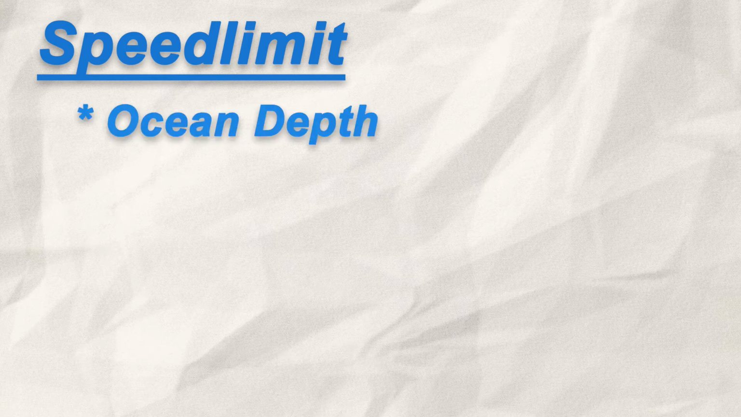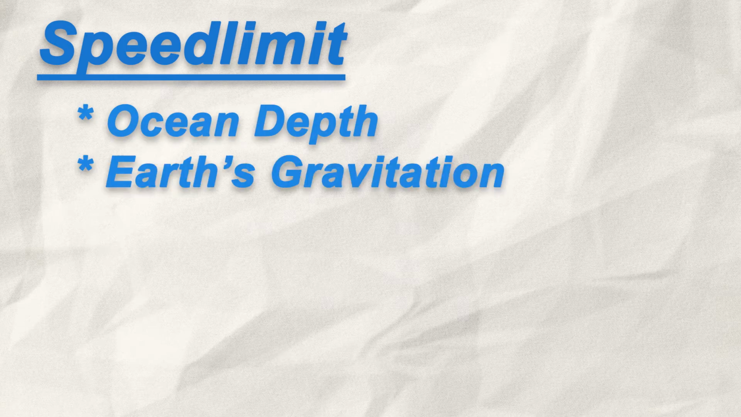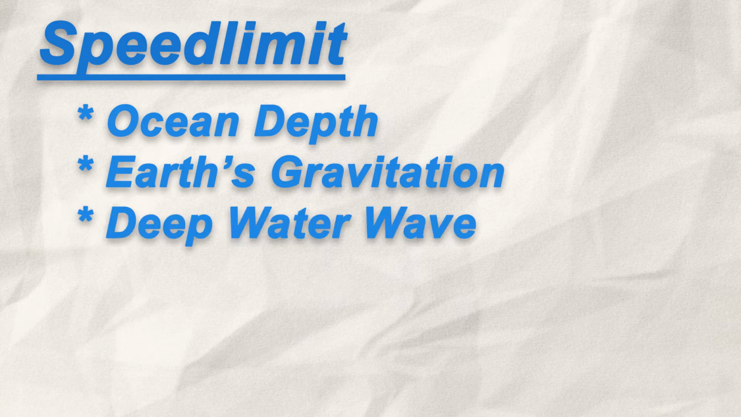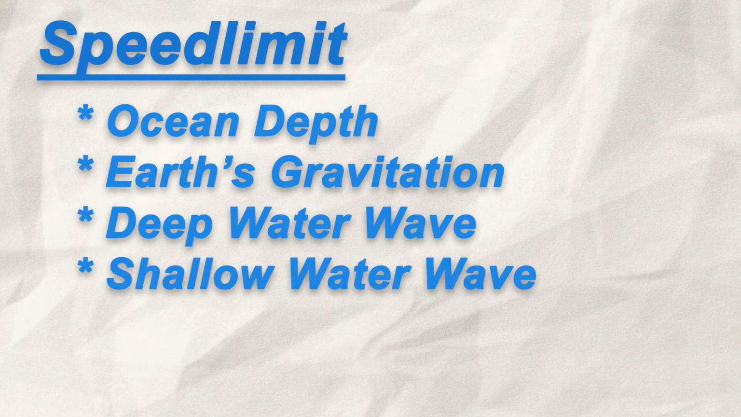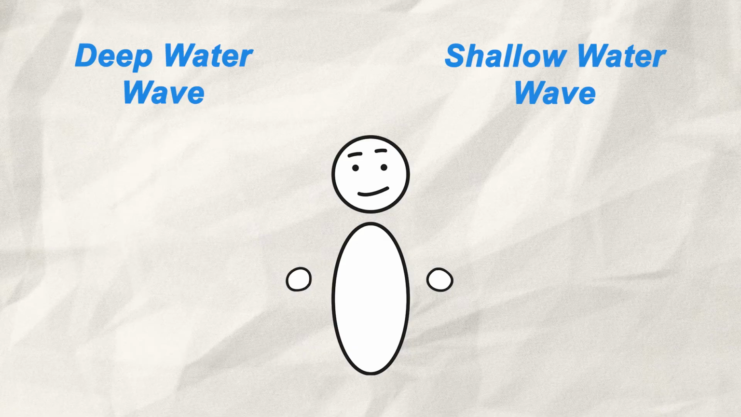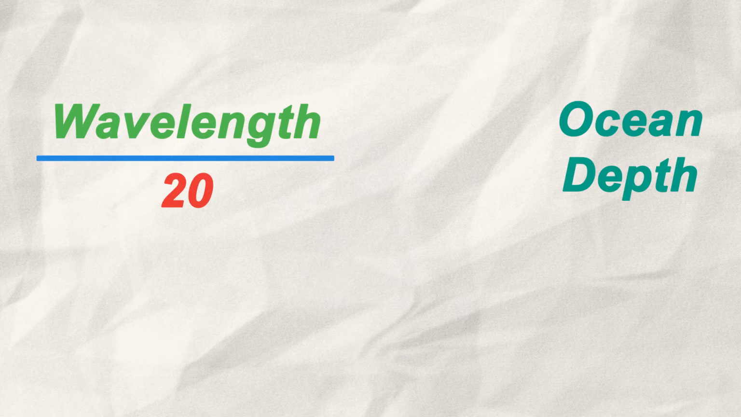To calculate the speed limit, we need to know the ocean depth, Earth's gravitational acceleration, and we need to know if the wave is a deep water or a shallow water wave. We could argue that it has to be a deep water wave, because oceans. But we would be wrong. Let's do the calculation. We need to divide the wavelengths by 20 and compare the result to the ocean depth.